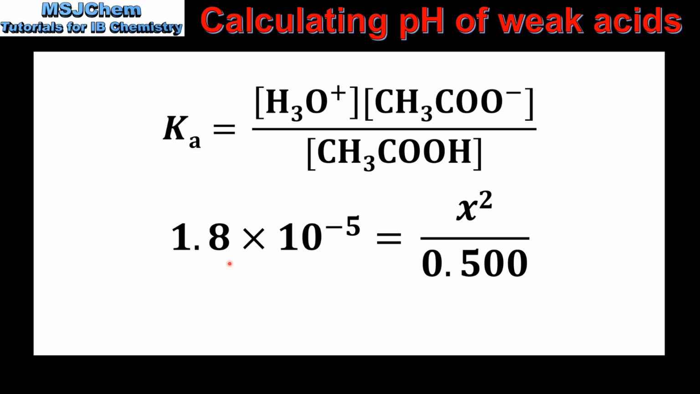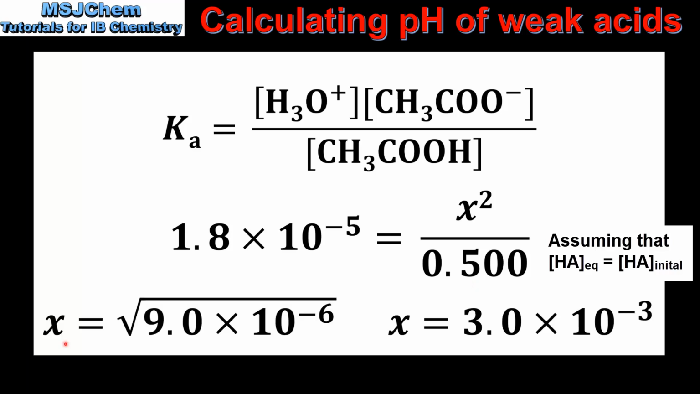The Ka of ethanoic acid is 1.8 times 10 to the negative 5. X squared is the concentration of the hydronium ions multiplied by the concentration of the ethanoate ions, and 0.5 is the equilibrium concentration of the ethanoic acid. So X is equal to the square root of 9.0 times 10 to the negative 6. And this gives us a value of X of 3.0 times 10 to the negative 3.